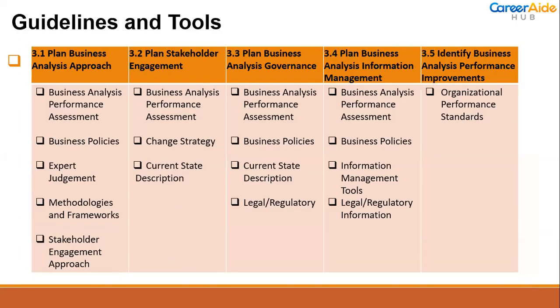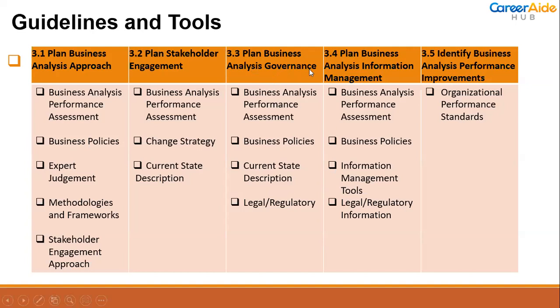The guidelines and tools by the various tasks are, for the plan business analysis approach, business analysis performance assessment, the business policies, expert judgment, the methodologies and the frameworks, stakeholder engagement approach. Then the second task, plan stakeholder engagement. The guidelines and tools are business analysis performance assessment, change strategy, current state description.